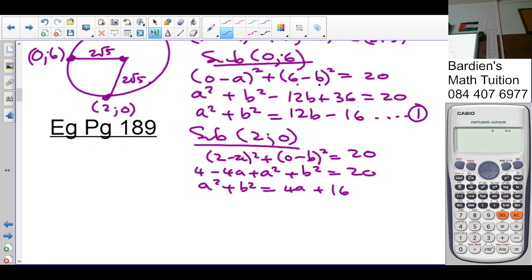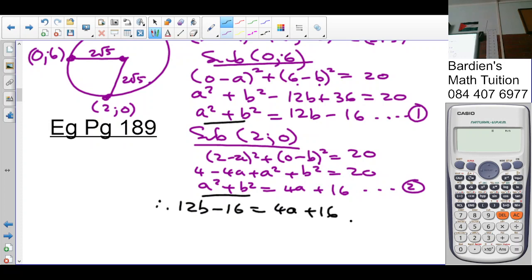The reason why I did that was because this is going to be a compound substitution here. Because I've got a squared plus b squared on either side of the equal sign. So if a squared plus b squared is 12b minus 16, and a squared plus b squared is 4a plus 16, then we have to conclude that 12b minus 16 has to be equal to 4a plus 16. So I'm going to make a the subject of the formula, so 4a is equal to 12b minus 32, divided by 4, so I get a equals 3b minus 8. And this is equation 3.